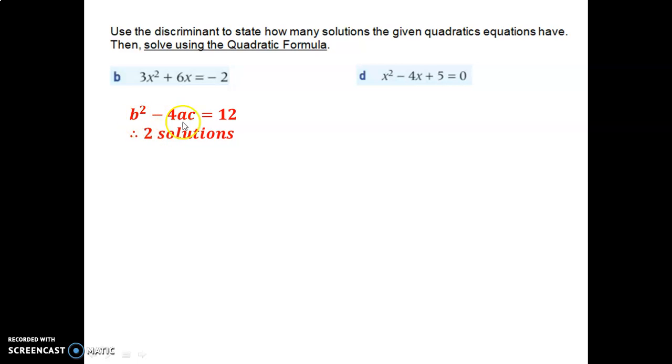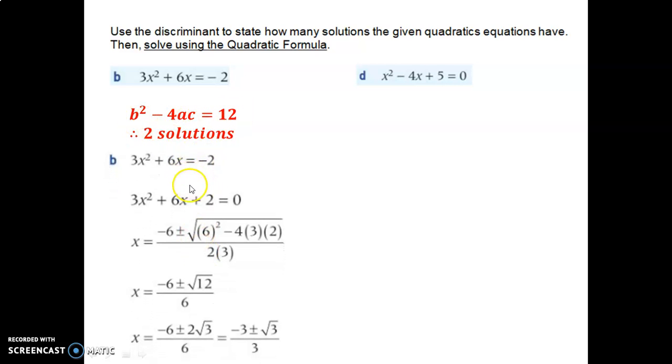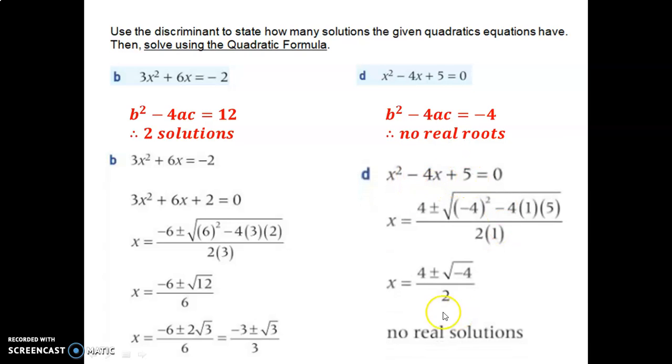Okay, first one, the discriminant is 12, therefore 2 solutions. If we did quadratic formula, which we did in the past on this one, it produces 2 different answers right here. Second one, discriminant should be -4, which means there will be no real roots. That one we also did with quadratic formula before.